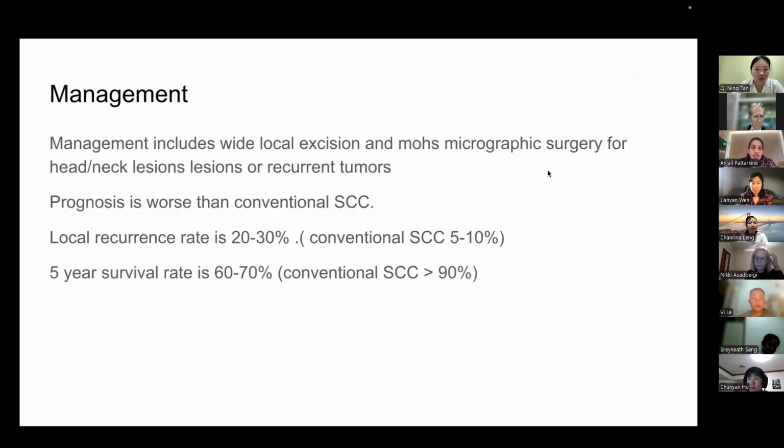The management includes wide local excision for the body and Mohs micrographic surgery for head and neck lesions or recurrent tumors. Prognosis is worse than conventional squamous cell carcinoma. The local recurrence rate is about 20 to 30%, while conventional is 5 to 10%. The 5-year survival rate is low as well at 60 to 70%, while conventional squamous cell carcinoma is more than 90%.